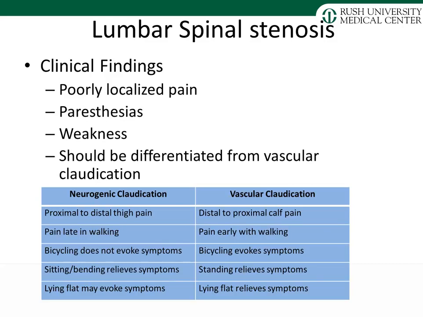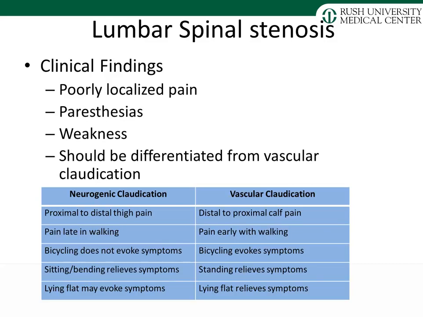Bicycling does not evoke the symptoms in neurogenic claudication because they are in lumbar flexion, whereas in patients with vascular claudication, bicycling will evoke symptoms. Now, this can be hard to get on the history because many of our patients aren't getting on a stationary bike or bicycling, but if they are, this can help. Sitting or bending with that lumbar flexion will relieve symptoms of neurogenic claudication, but in the vascular patients, standing or stopping moving will relieve their symptoms, not necessarily sitting or bending forward. And then in neurogenic claudication, lying flat may evoke the symptoms, whereas in vascular claudication, it relieves the symptoms.